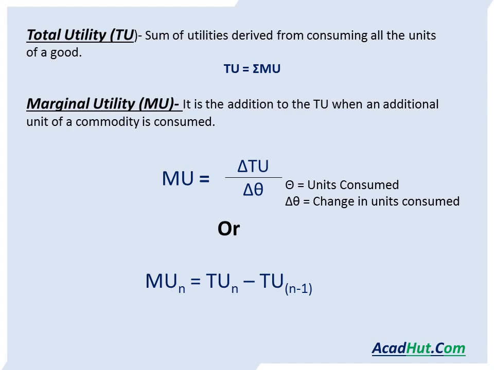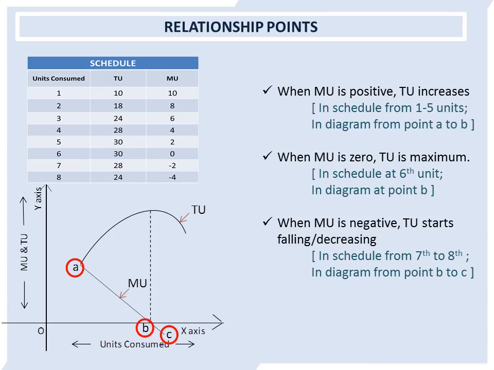After writing the definitions, we come on to the schedule. As you can see in the above schedule, units consumed are increased from 1 to 8 and MU falls from 10 to minus 4 because of the law of DMU, which we have learnt earlier. Now, can we add MU and take out TU? Right, because TU is the summation of MU. So now can you see in the schedule, we have taken out TU like 10, 18, 24, 28, 30, 30, 28 and 24.